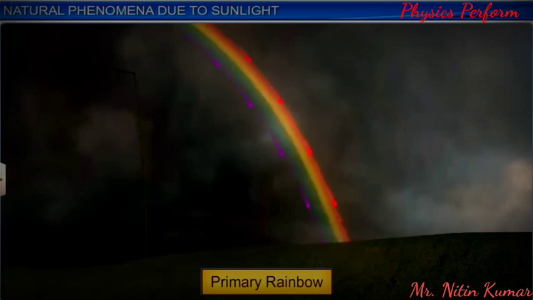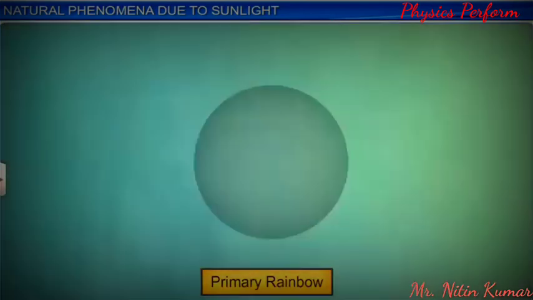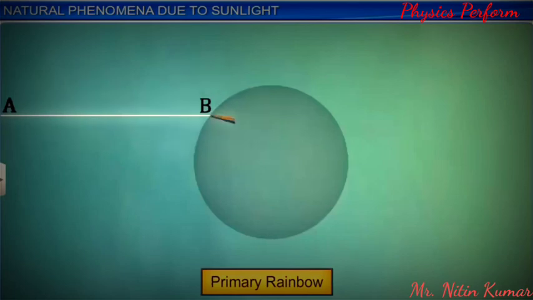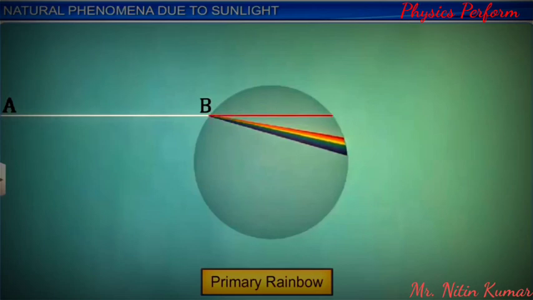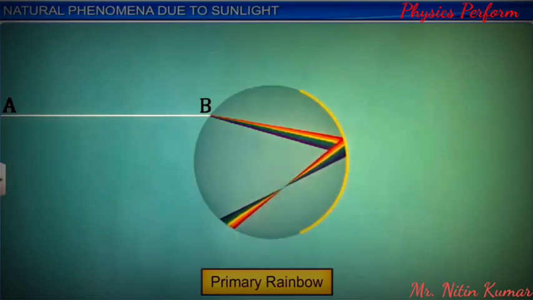Consider a ray of sunlight, AB, incident on a raindrop as shown. The sunlight refracts through the water drop at point B and is dispersed into its constituent colors. The red light with the longer wavelength is bent the least, and the violet light with the shorter wavelength is bent the most. A part of the light is then internally reflected from the back surface of the water droplet. The path of the least deviated red light is represented by BCD, and that of the violet light is represented by BCD'.